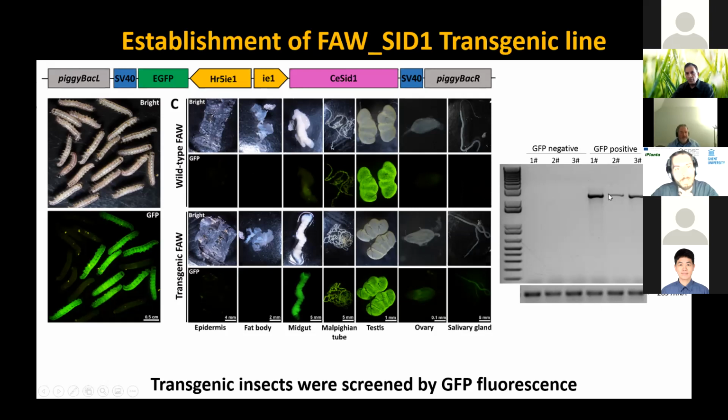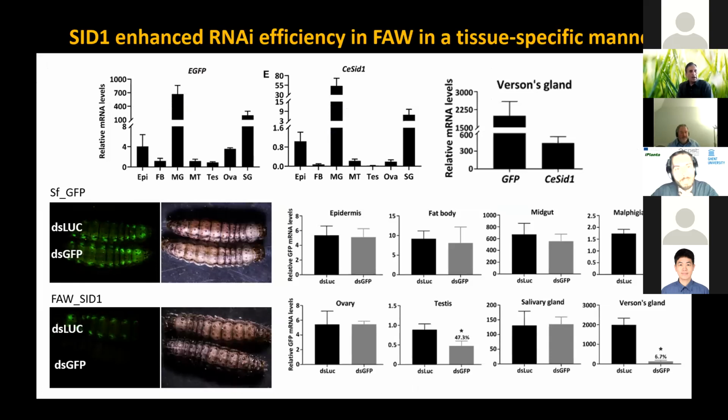And these GFP positive animals show the SID1 RNA, suggesting that these transgenic animals do turn on this gene and make mRNA. We quantified the levels of both GFP and SID1 in various tissues, as shown in the top panels here, in the epidermis, fat body, midgut, Malpighian tubules, salivary glands, and so on. And most of them express high levels of GFP as well as SID1. One particular tissue where we saw quite a bit of expression of both these proteins is Verson's glands.